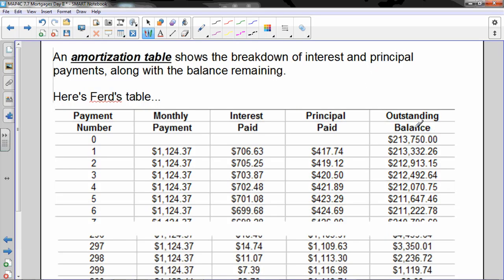Amortization table shows the breakdown of interest and principal payments along with the balance remaining. So we saw Ferd's house that he bought, and each payment's right there, $1,100 in sum. And notice, most of these early payments are for interest. The idea of that's how much you owe, and you've got to pay off the interest every single month. Whatever's left over from that payment goes to knocking down how much you need to pay on the house. And of course, as you pay off the house, the interest goes down because you don't owe as much.